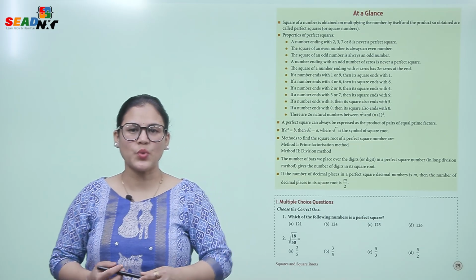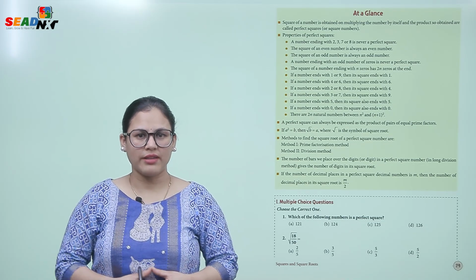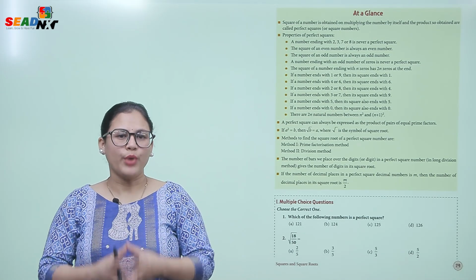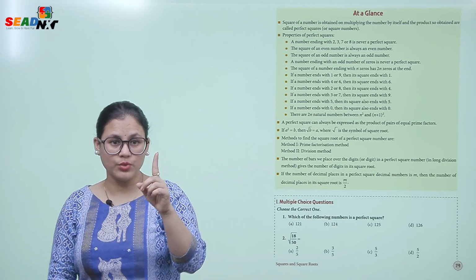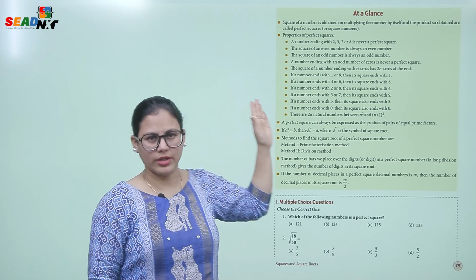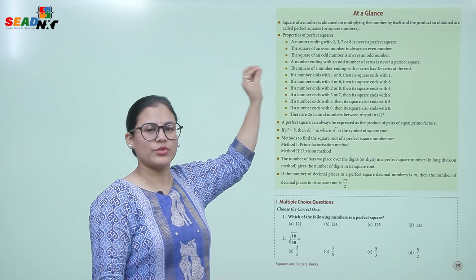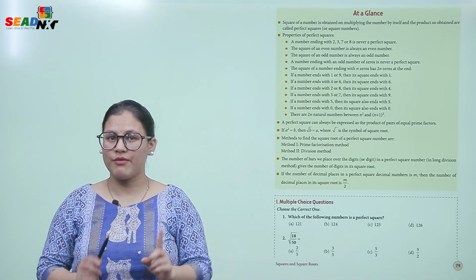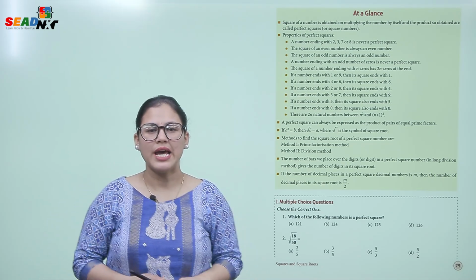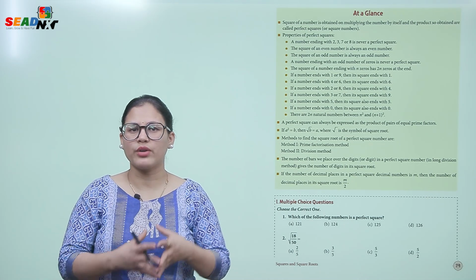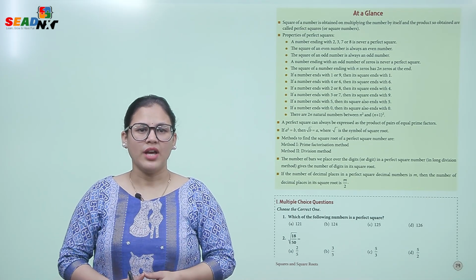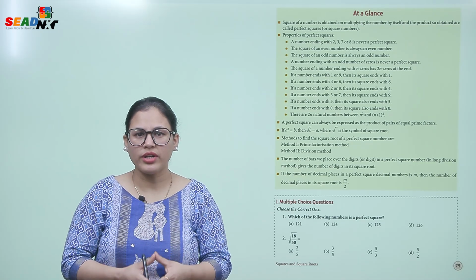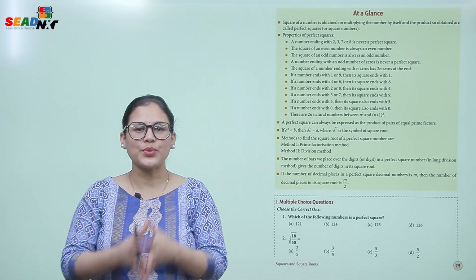At a glance, the square of a number is obtained on multiplying the number by itself, and the products obtained are called perfect squares or square numbers. Properties of perfect squares. Remember students, these properties are very important. Go through these properties and try to memorize all of them. A number ending with 2, 3, 7 or 8 is never a perfect square. The square of an even number is always an even number. The square of an odd number is always an odd number. A number ending with an odd number of zeros is never a perfect square. The square of a number ending with n zeros has 2n zeros at the end.